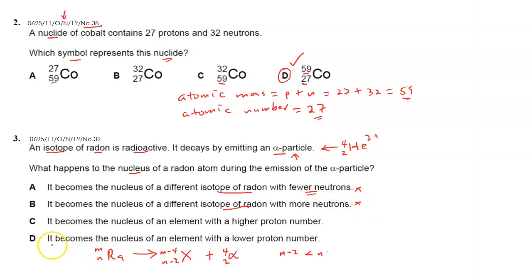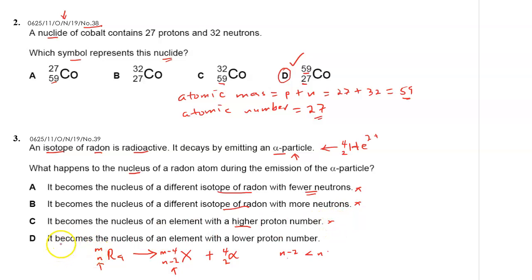Of course, when it has lost 4, the atomic mass has decreased by 4. It means that both neutrons and protons have decreased. C, it becomes the nucleus of an element with a higher proton number. You can see the proton number of the resulting daughter nucleus is less than the original protons in the radon atom, and therefore this is wrong. It does not have a higher proton number, it has a smaller number of protons.